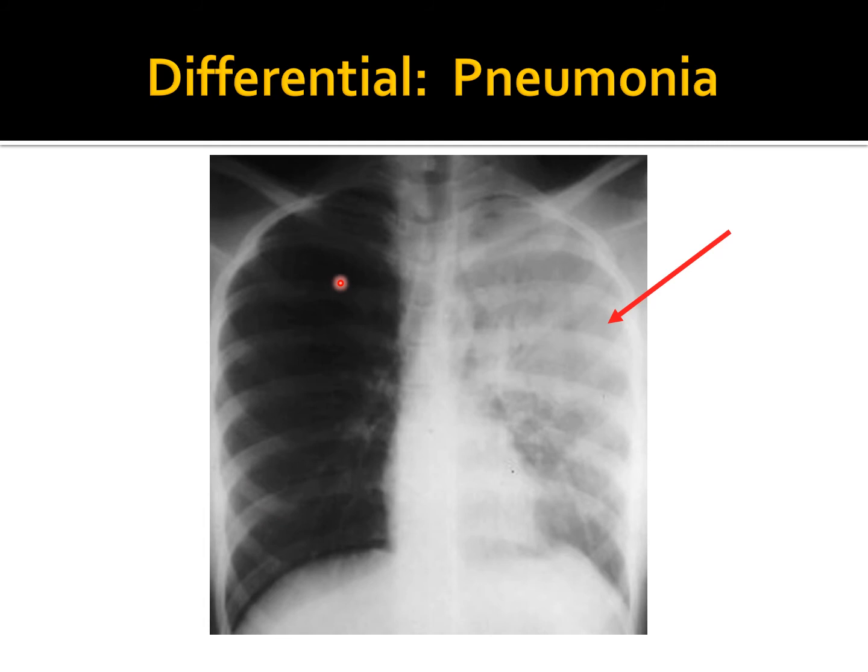Now, another differential that you have to think of in a homogeneous density or veil density of one lung field is pneumonia or pneumonic consolidation. You can see here in pneumonic consolidation, the mediastinal structures are maintained midline. The heart shadow is also midline. It is in its normal position, but you already can see density here.